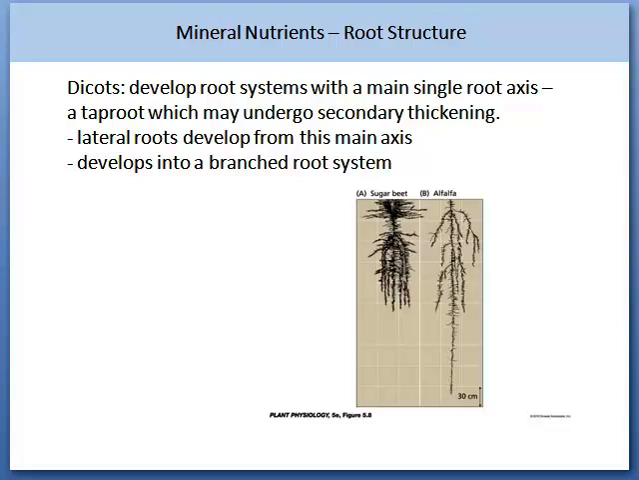Dicots develop root systems with a main single root axis, a taproot, which may undergo secondary thickening. Lateral roots develop from this main axis and develop into branch root systems. Here we have an illustration of two dicots, sugar beet and alfalfa.